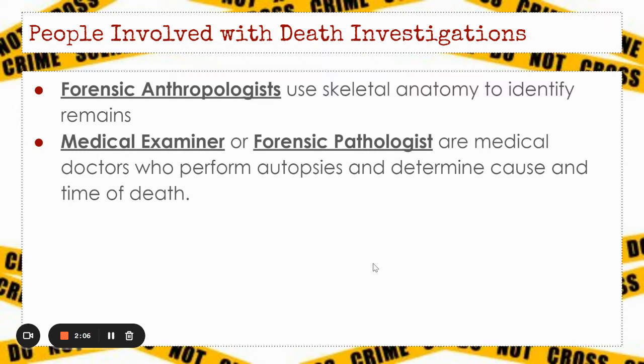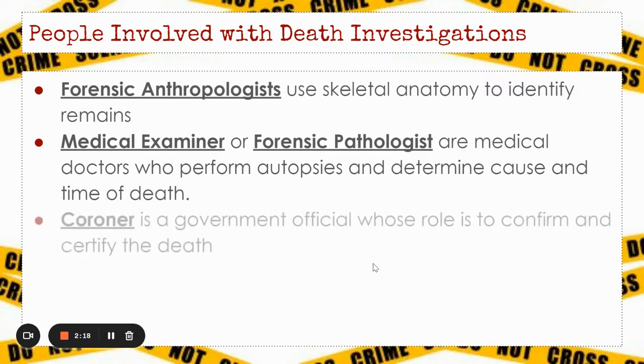There's also a medical examiner or a forensic pathologist. Those terms are kind of used interchangeably. Those are people who are medical doctors, so they are MDs, who perform autopsies and determine the cause and time of death. A coroner is a government-appointed official, and their role is to confirm and certify the death. So they deal with things like death certificates. They confirm that someone is actually dead, and they create those sort of government documents to certify that someone died.